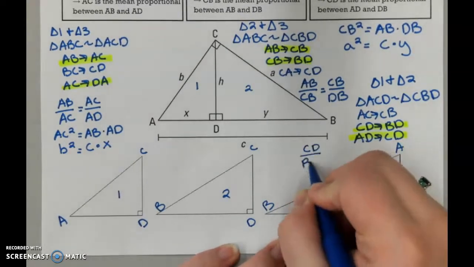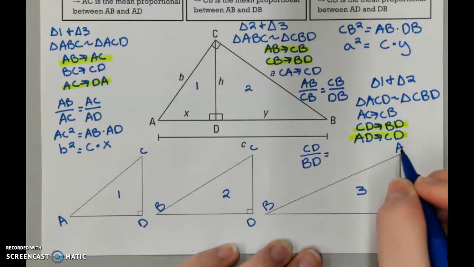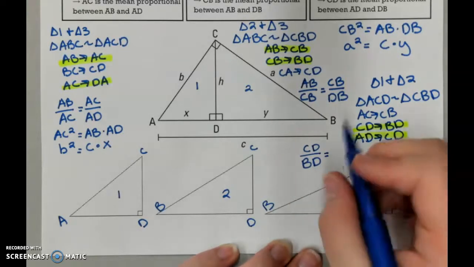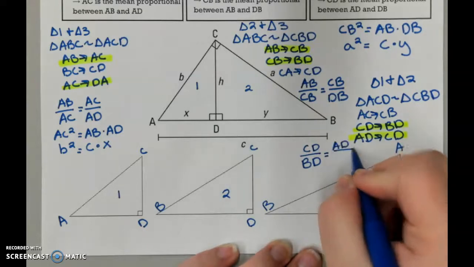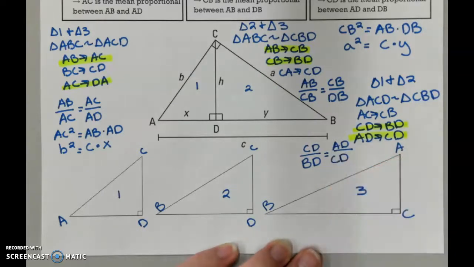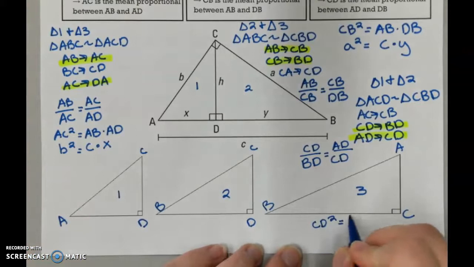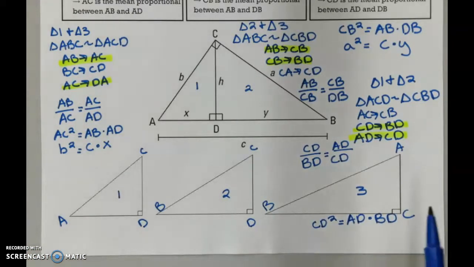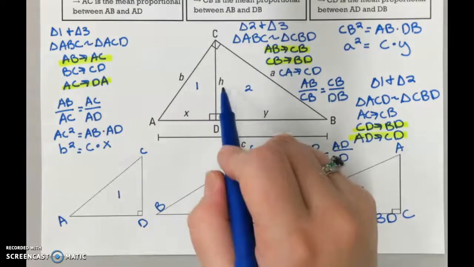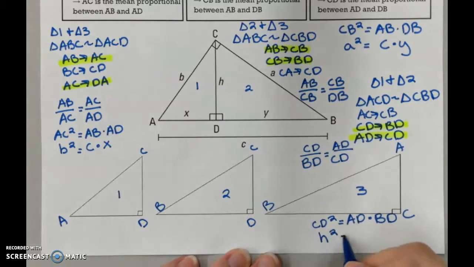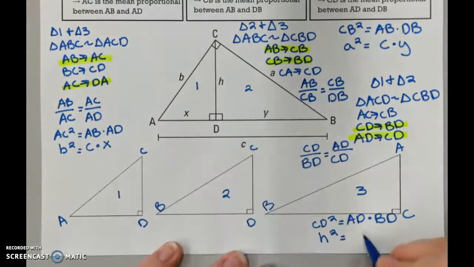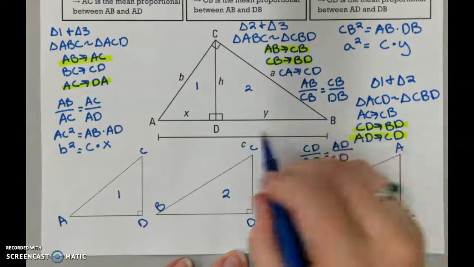CD to BD is equivalent to AD over CD. And if I do my cross multiplication, I'm running out of room, so I'm going to go down here. CD squared is equal to AD times BD. And again, looking at my diagram, I'm going to fill in those values. We know that CD is H, so H squared is equal to AD is X, and BD is Y.